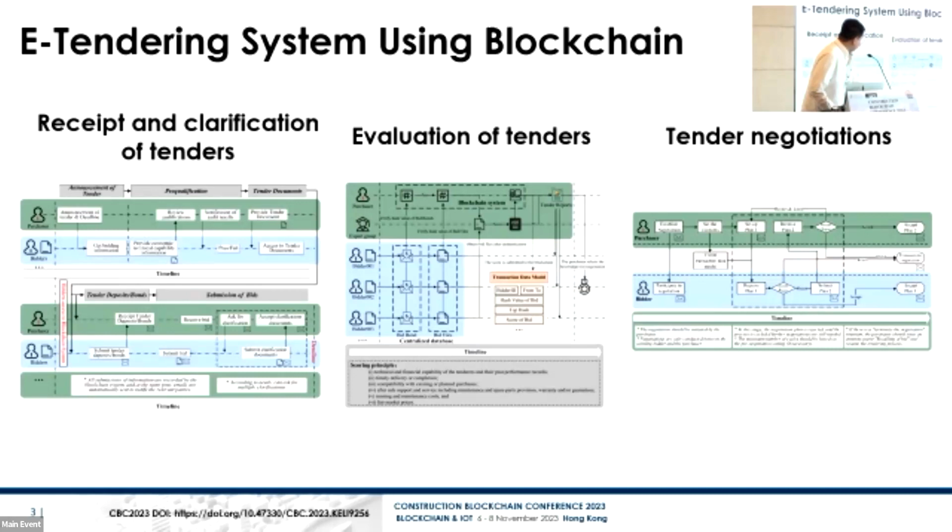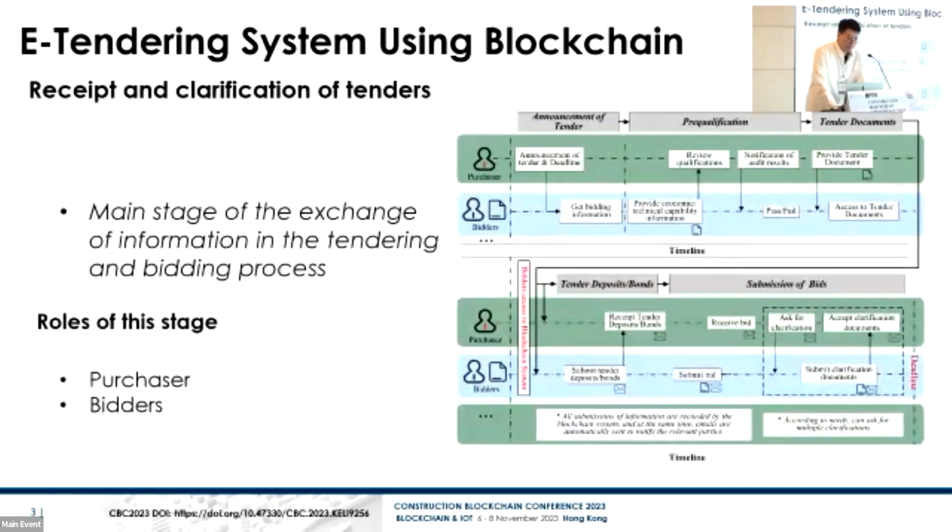We will explain them separately. The first part is the receipt and clarification of tenders. This stage is the main stage of information exchange in the tendering and bidding process. There are two kinds of participants in this stage, the purchasers and bidders, and they have five different small actions here. First, the purchaser will announce the tender and the basic documents, and then the pre-qualification will happen based on Hong Kong and UK law in this stage.